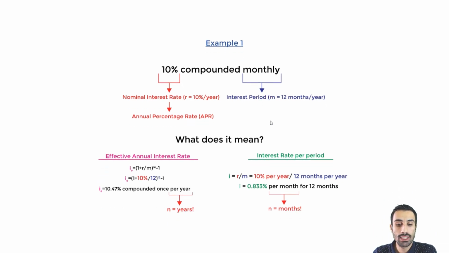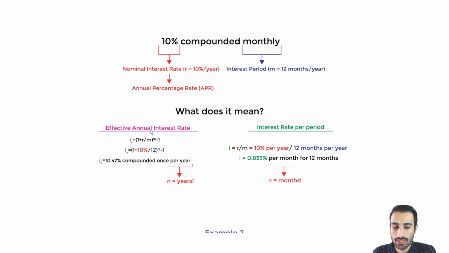Now, what does this mean with respect to the effective interest rate and something we denote as the interest rate per period? Let's focus on the effective interest rate, which is the interest rate we always want to use if we're doing a period analysis of years. Always use the effective interest rate. The effective interest rate equation is given. It's going to be in the FE handbook.